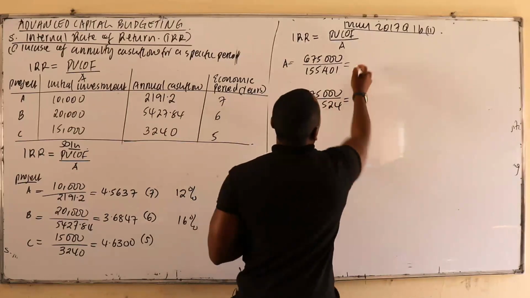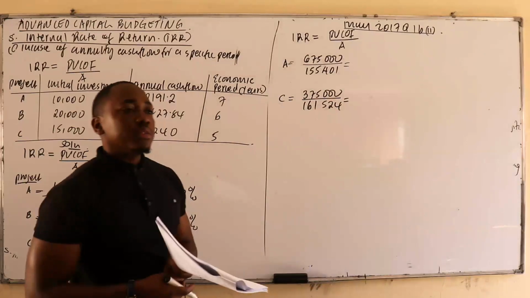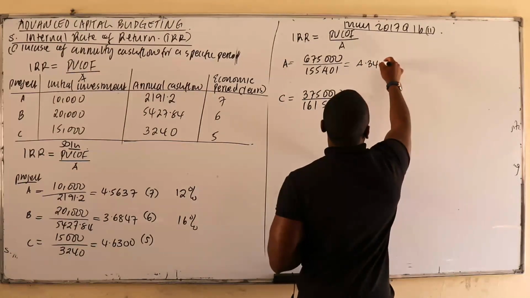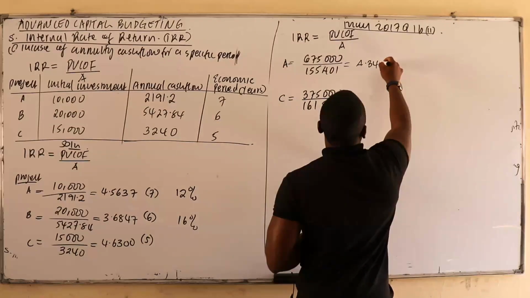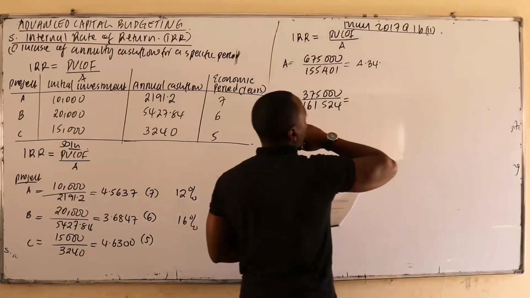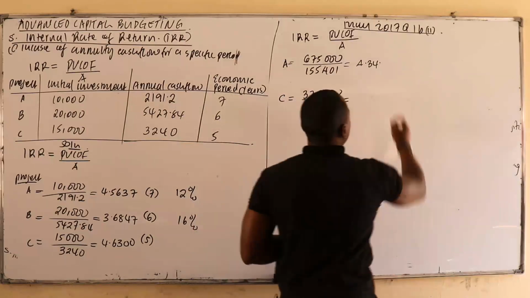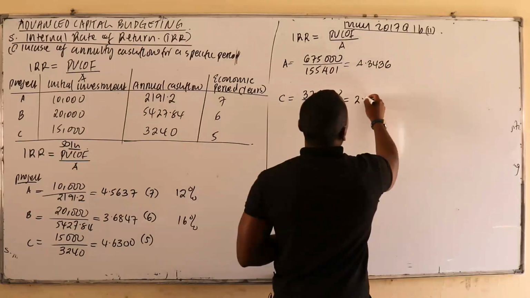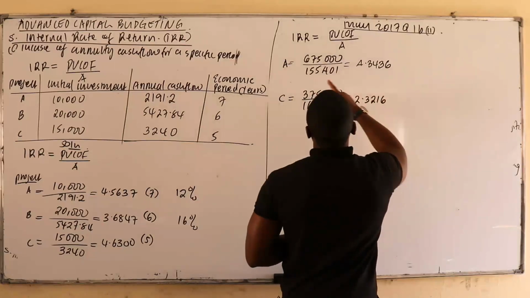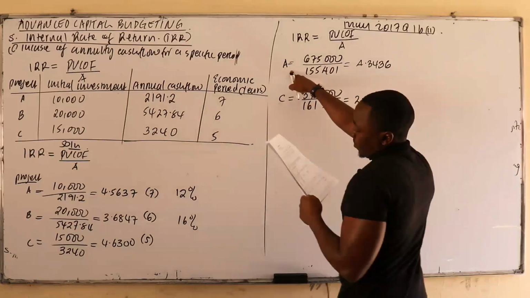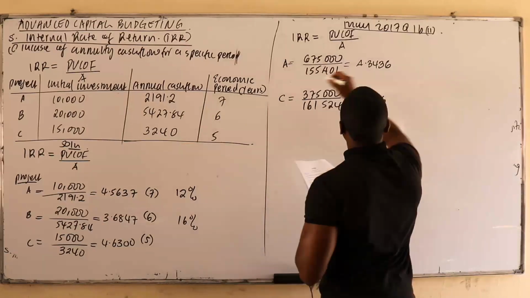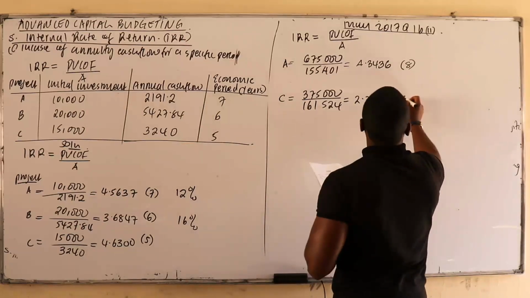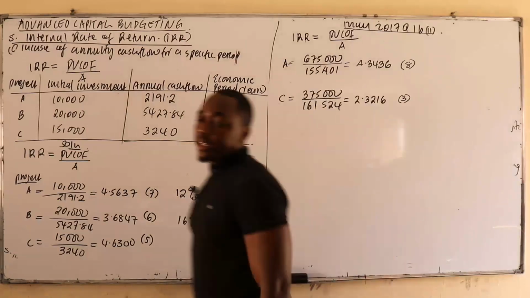524. Give it to me in 4 decimal places. This one, 4.3436. Then project C, 2.3216. Then project A, the economic life was how many years? 8 years. And project C? 3 years. Good. So now let's go to the annuity table.